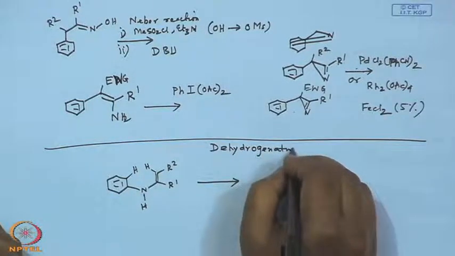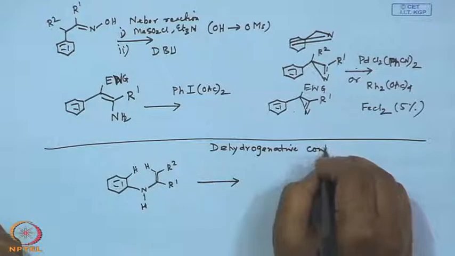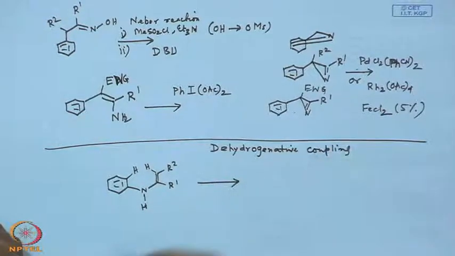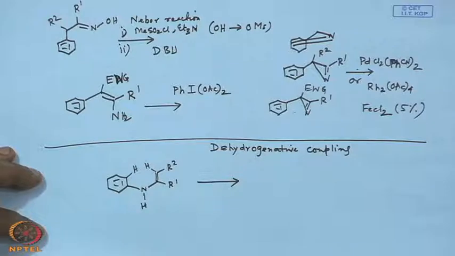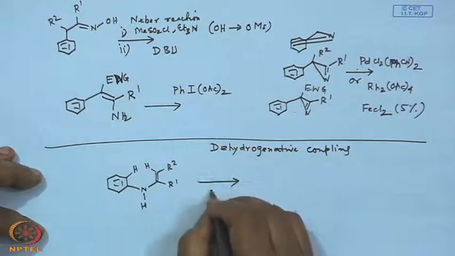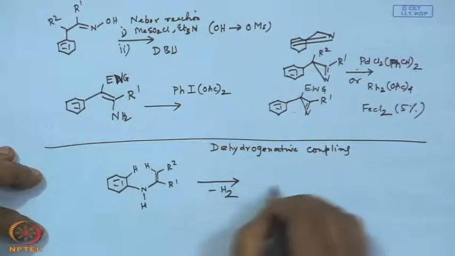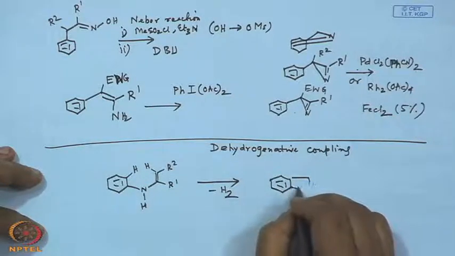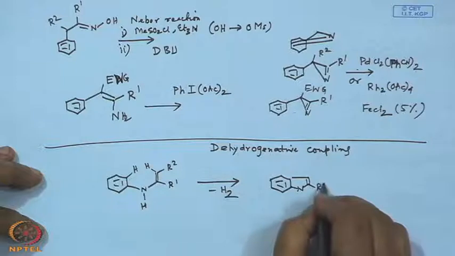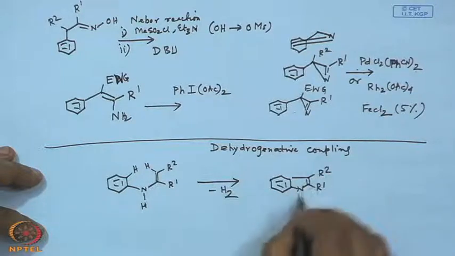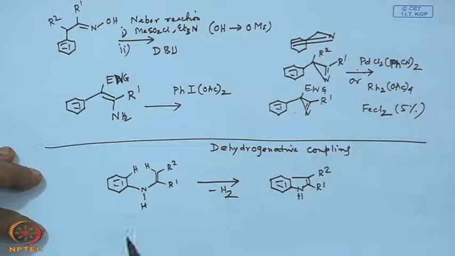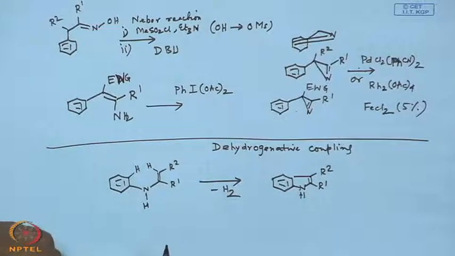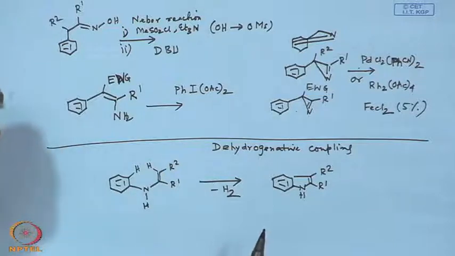Dehydrogenative, this is a word very recently used, dehydrogenative coupling. That means minus 2 hydrogen. So, you end up with the corresponding indole derivative. So, in principle it looks pretty good, right, and so easy, and enamine formation you take from the ketones and do a little bit of the isomerization, and then you get this enamine done.